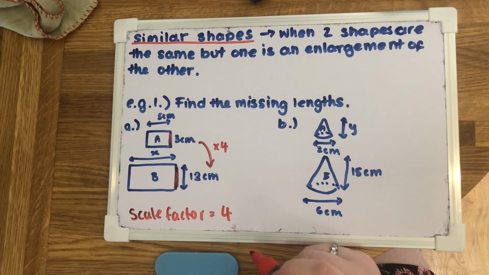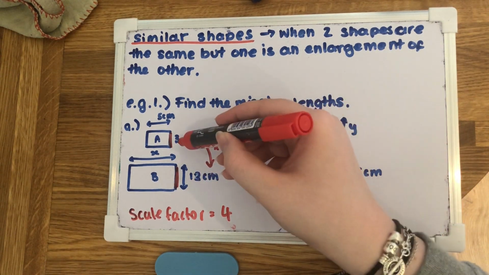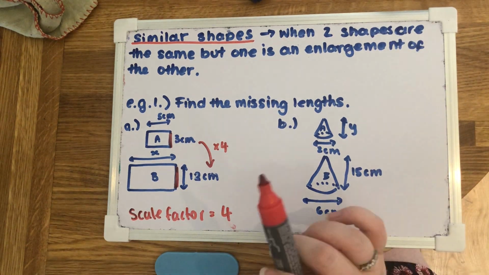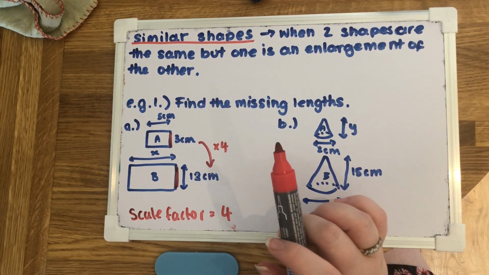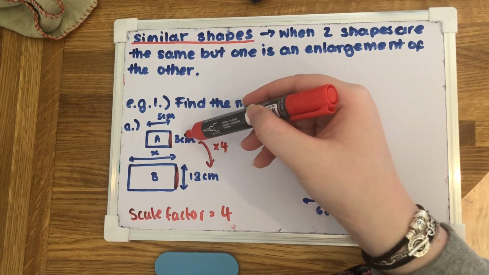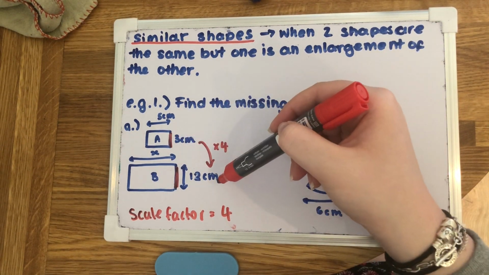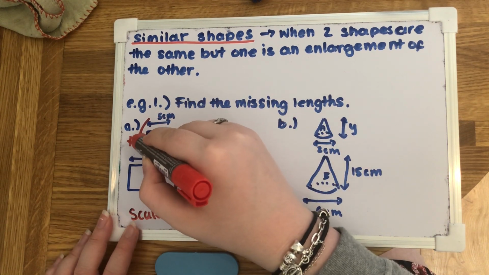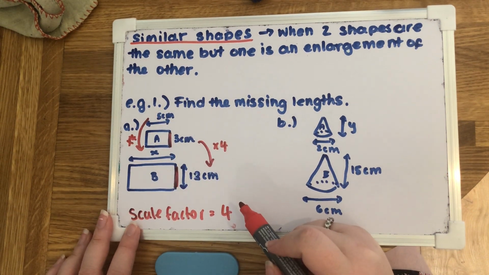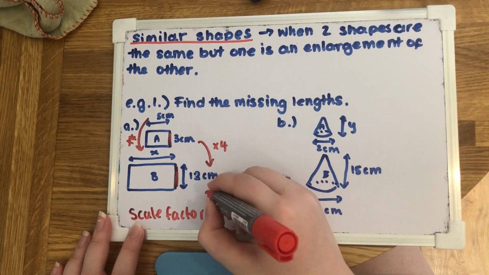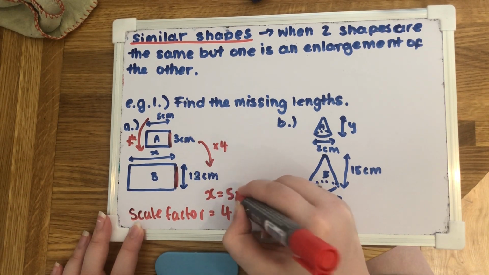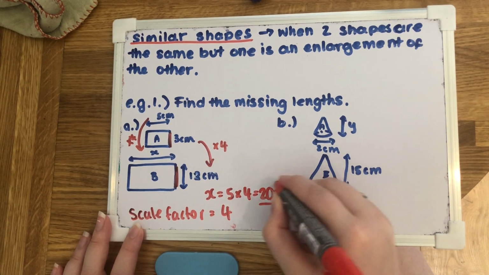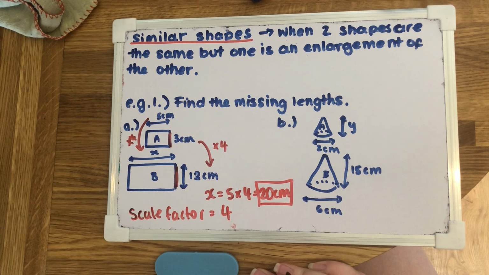You could have done it the opposite way, so you could have done 12 divided by 3 and then seen obviously what that is, which is 4. It depends on what method you want to use, but it doesn't really matter. Because we've times 3 by 4 to get 12, that means to find out what x is, we must have to do the same thing because we know that they're similar. So 5 times 4 would give us 20. So x is 5 times 4, which is 20 centimetres. That's the answer to the missing side.